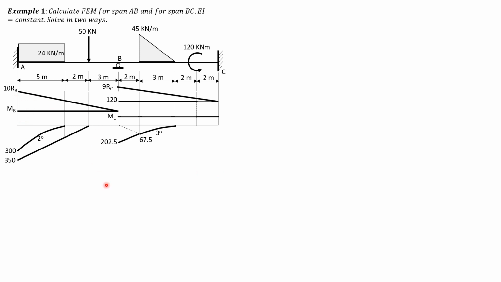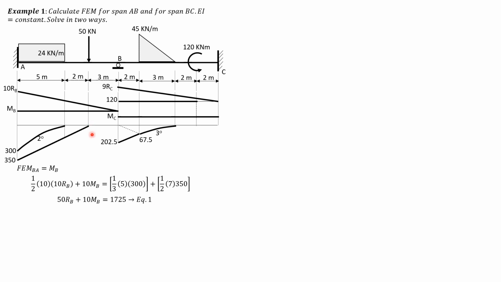So for span AB, the area, fixed end moment BA, or fixed end moment B, times 10, so 1/2 of 10 times 10 RB plus 10 times MB equals, we have two areas here, 1/3 of 5 times 300 plus 1/2 of 7 times 350. Simplifying, we have 50 RB plus 10 MB equals 1,725. Call that equation 1.